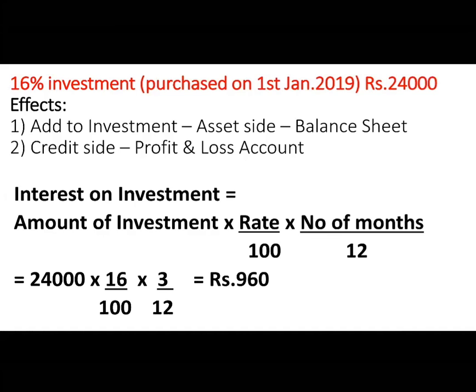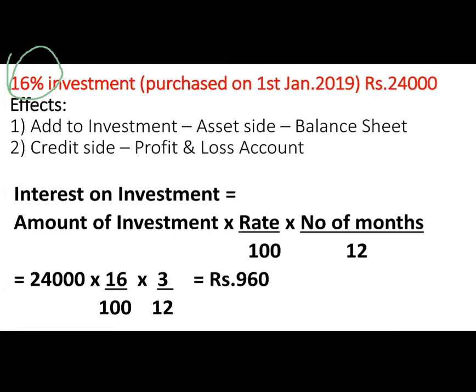So this is the problem of interest. 16% means you have to calculate the interest. So how will the calculation be done? Interest on investment equals amount of investment multiplied by rate upon 100 multiplied by number of months divided by 12. So what is the amount of investment? 24,000. कितना percent interest बोला है? 16%. That's why 16 upon 100 multiplied by 3.